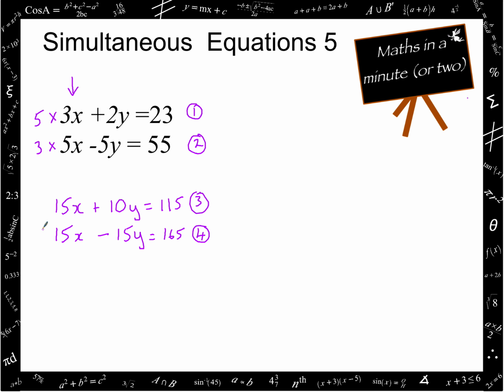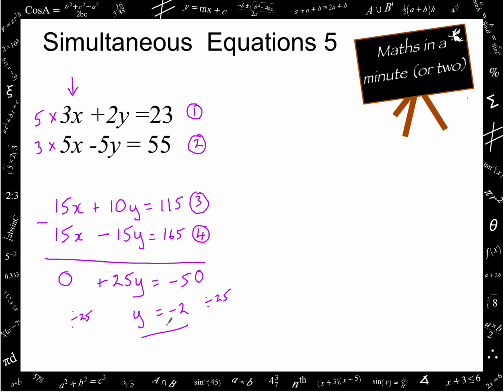So now I've got my match, I can subtract as usual. So 15x take 15x is nothing. 10y minus 15y, don't forget the two negatives touching make a positive, so that's 25y. And 115 take 165 is minus 50. So if I now divide both sides by 25, I get y equals minus 2.